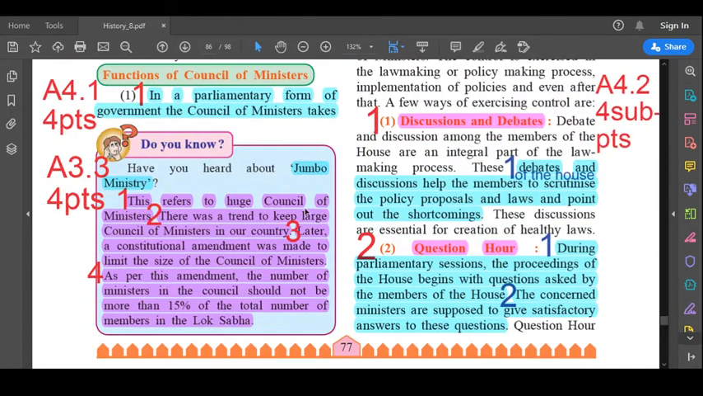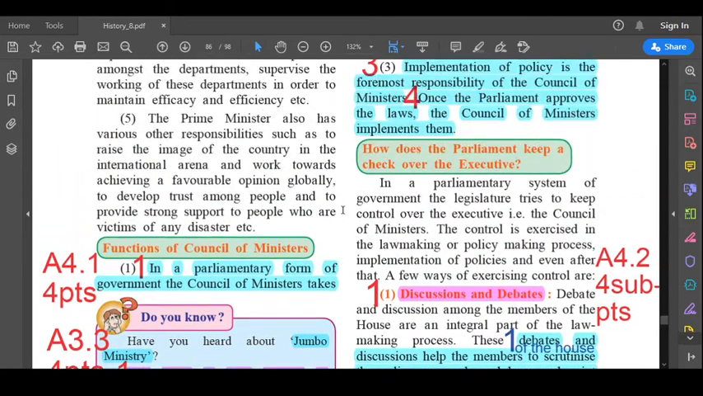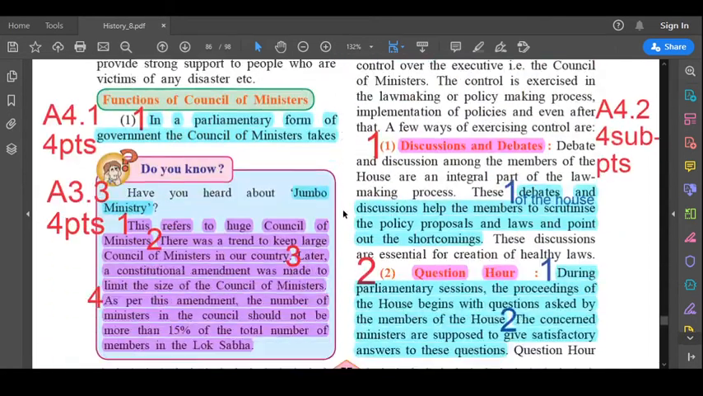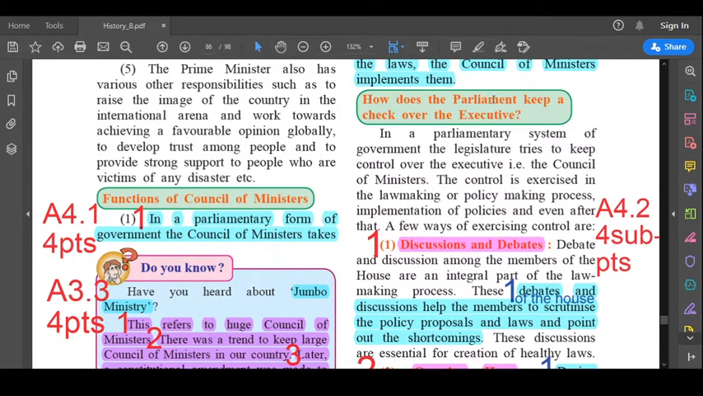Page number 77. Right hand side. Last paragraph. Can you see it's highlighted in green over here? How does the Parliament keep a check over the executive? In this paragraph, we'll see the first point. So children, this answer number 4.2 is divided into 4 sub-points. And within each sub-point, there are smaller points which you're supposed to write.